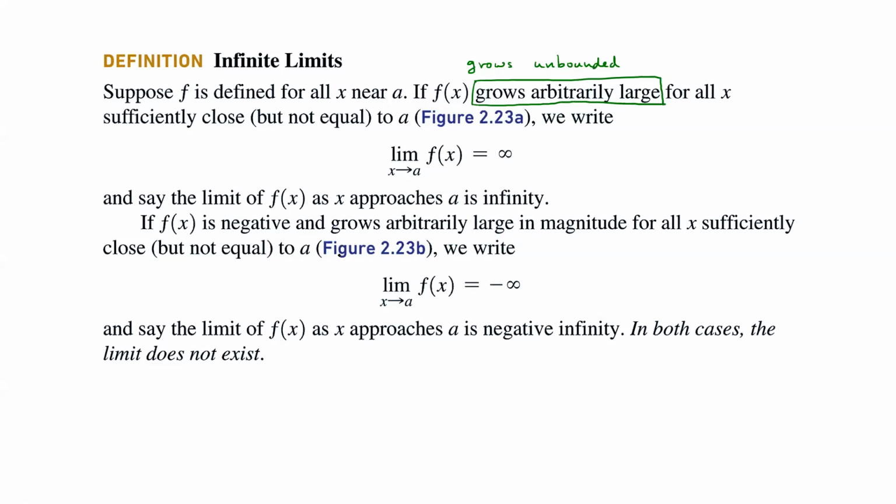If f of x is negative and grows arbitrarily large in magnitude, in other words, it's getting large but in the negative direction, then we say the limit as x approaches a of f of x is negative infinity. So it's negative and grows arbitrarily large in magnitude. Again, it just grows unbounded in the negative direction.